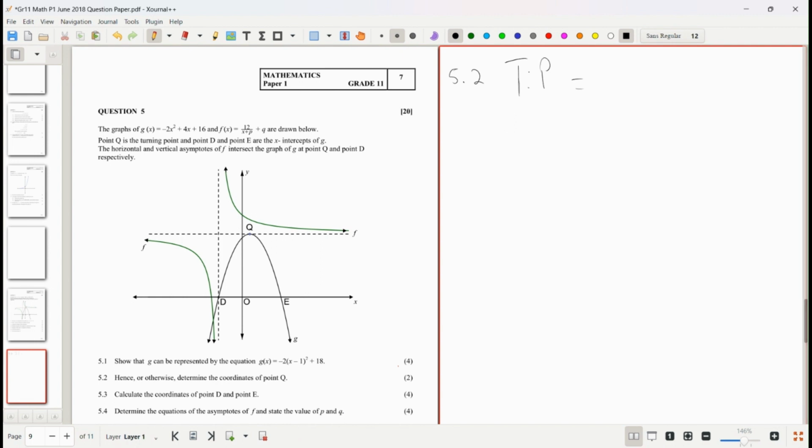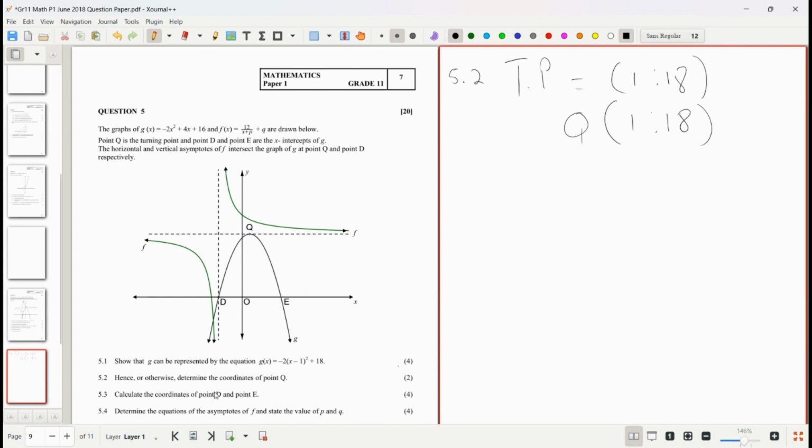The coordinates will be, since you see here we have x minus 1, we'll have 1. And then here we have what? We have 18. So it's 1, 18, right? So it means the coordinates of point Q will be 1, 18. Right? So these are the coordinates of point Q.